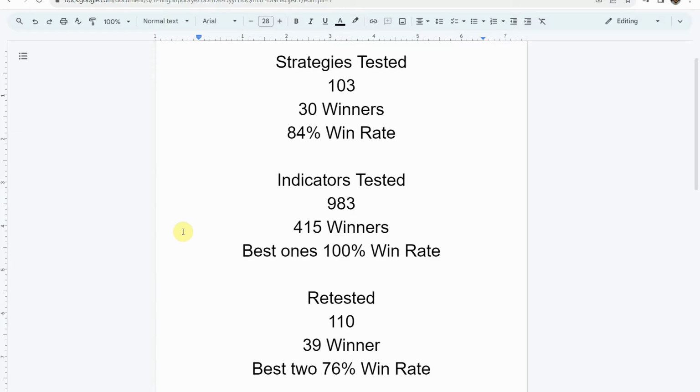We've also tested a total of 983 indicators, with 415 of them being winners. The best ones so far were able to achieve a 100% win rate. Now you need to go back and watch those videos to understand the context of how they were able to achieve that. So go back and watch those videos and see what you can get out of those winning indicators. We've also retested in the advanced testing 110 of the winning indicators. 39 of them have been able to maintain the winning status, the best two, a 76% win rate. Now keep in mind that we test most of these indicators and strategies on the Forex and crypto market, but they can be applied to just about any market and time frame universally.